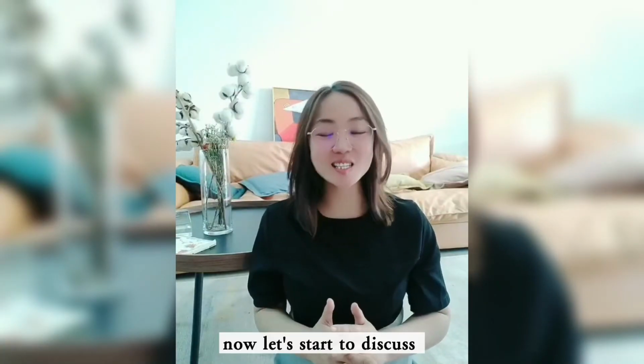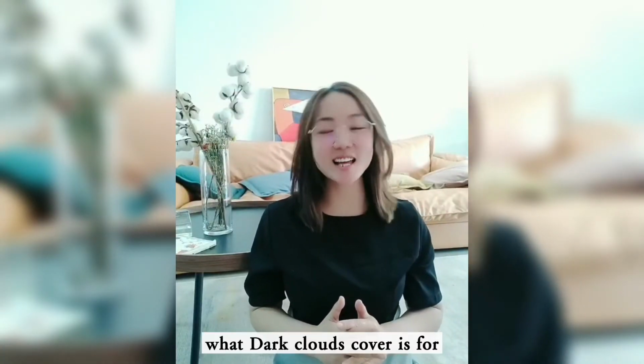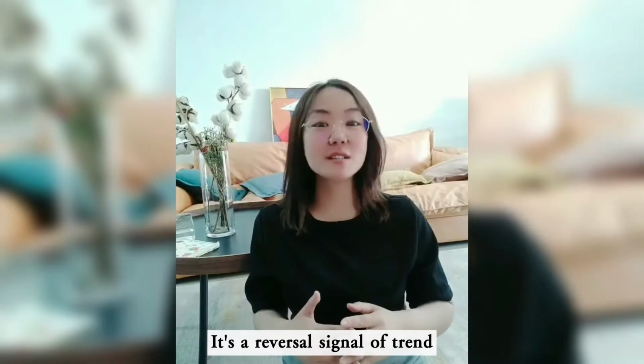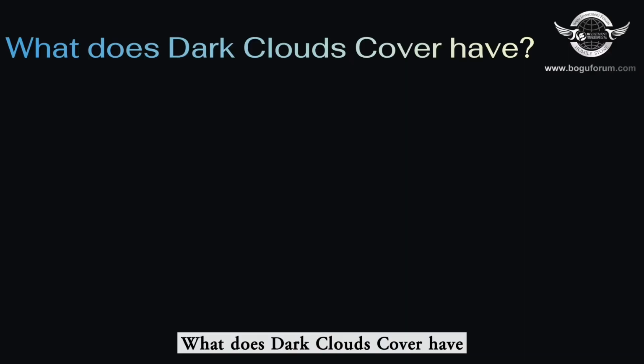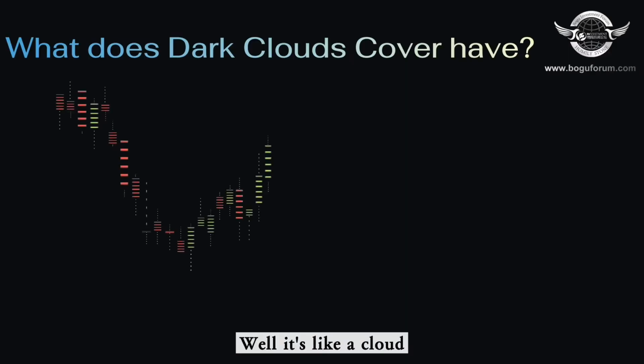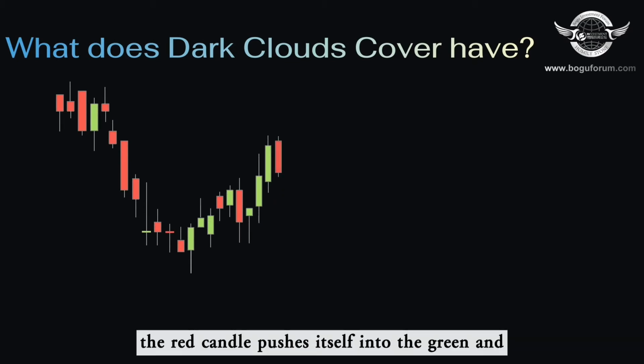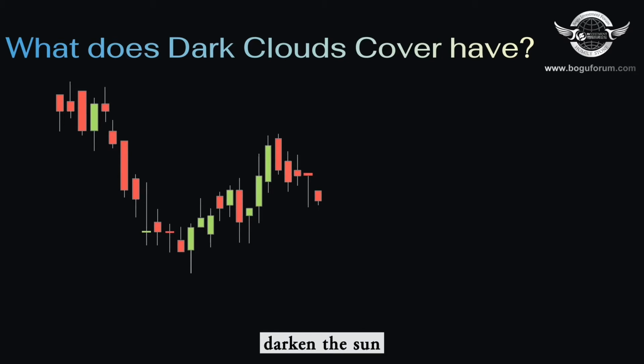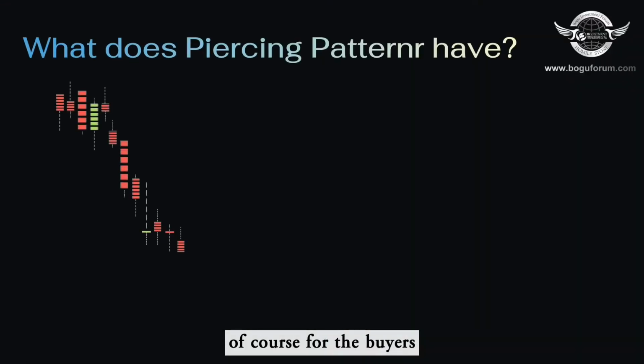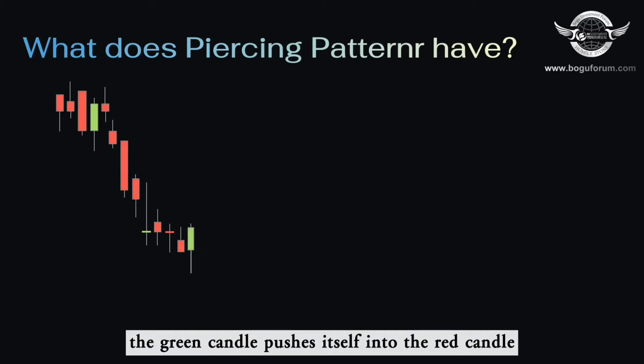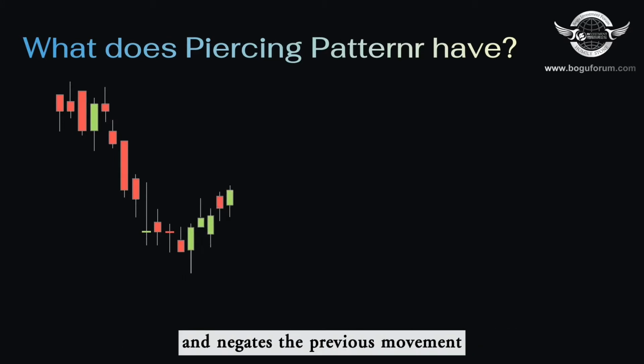Okay, now let's discuss what dark cloud cover is. It's a reversal signal of a trend. Why is it called dark cloud cover? Well, it's like a cloud: the red candle pushes itself into the green candle and darkens the sun. Of course, for the buyers, the piercing pattern is the opposite: the green candle pushes itself into the red candle and negates the previous movement, though it doesn't really eliminate it.